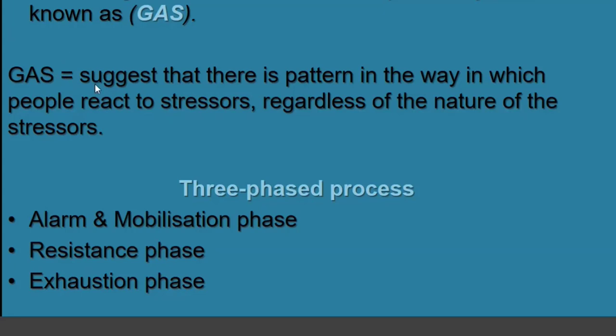In a multiple choice question, you'll see this: it says GAS suggests a pattern in the way in which people react to stress, how you challenge your stress, how you manage your stress. How does it happen? They say this happens in a three-phase process. Process number one is the alarm and mobilization phase.